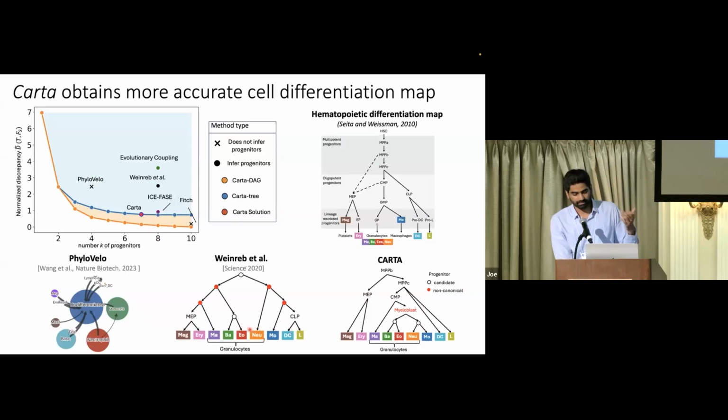But in the published paper, they built a cell differentiation map that looks something like this. On the right-hand side here is what we think of as the canonical differentiation map for mouse hematopoiesis. And on the right-hand side bottom is the differentiation map that our method inferred. All the red dots over here are discrepancies between the inferred differentiation map and the canonical differentiation map. So as you can see, our method is able to more faithfully capture what we think should be happening in this data set.